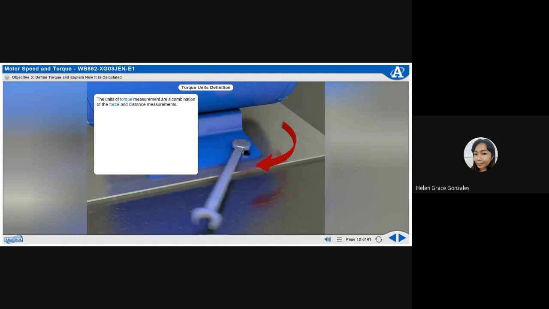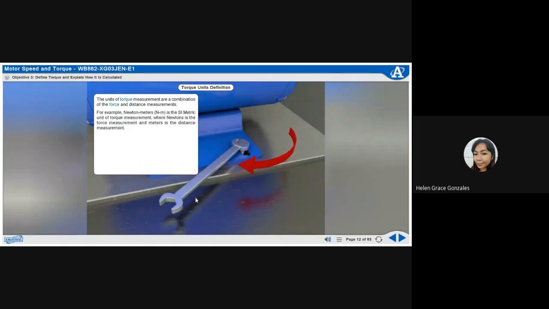The units of torque measurement are a combination of the force and distance measurements. For example, Newton meters is the SI metric unit of torque measurement, where newtons is the force measurement and meters is the distance measurement. The same is true for the U.S. customary torque units, where pounds or ounces are the force measurements and feet or inches are the distance measurements. Torque is increased by either applying the force farther from the pivot point or by increasing the amount of force applied.